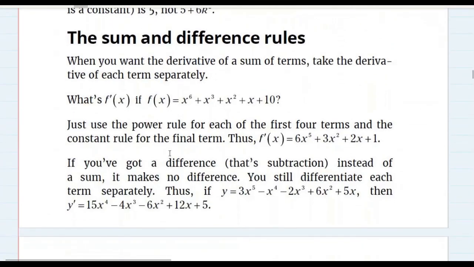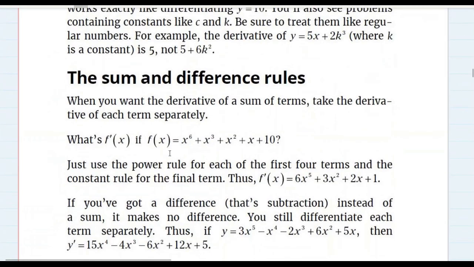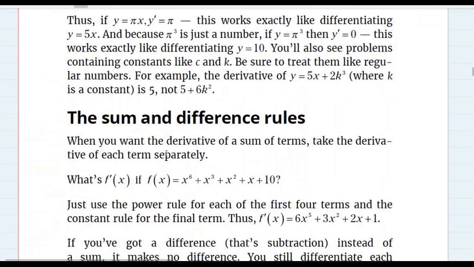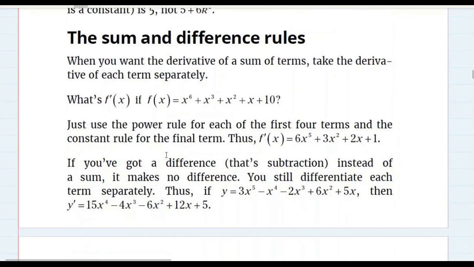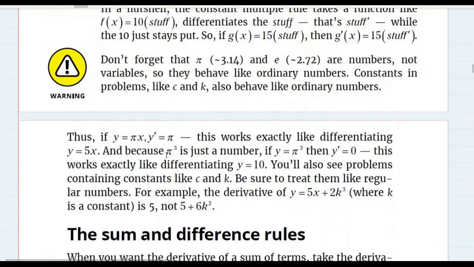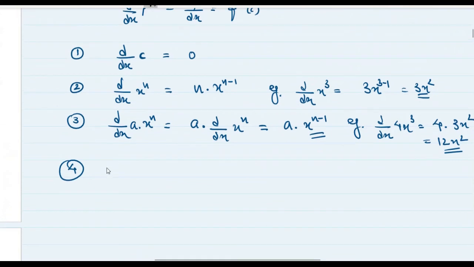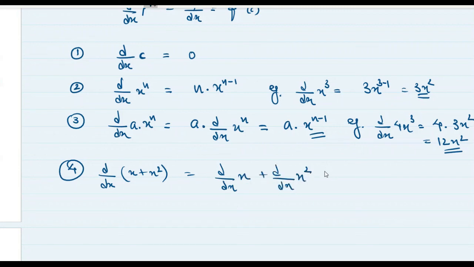Okay, the sum and difference rule. The sum and difference rule is simple. You just distribute the derivative over sum or difference. So if, let's say, you want to find d by dx of x plus x square, it is simply d by dx of x plus d by dx of x square. So d by dx of x is nothing but 1. Always remember, that's one more rule. That is very much related to the first rule, because here the power of x is 1. So you write 1 into x raised to 1 minus 1.